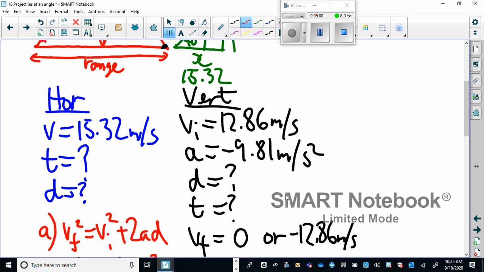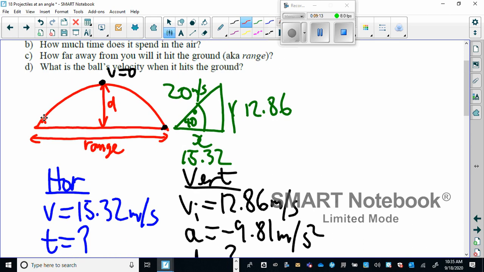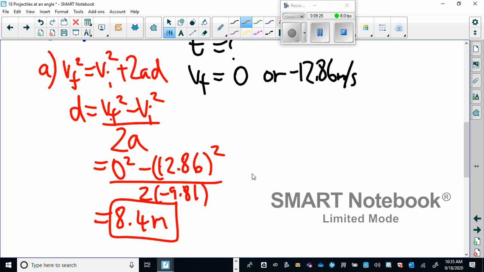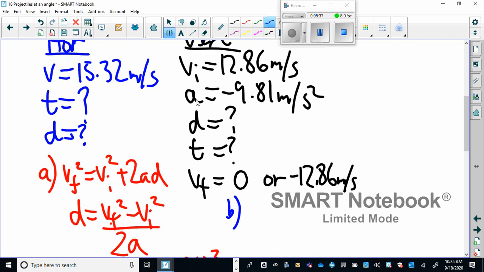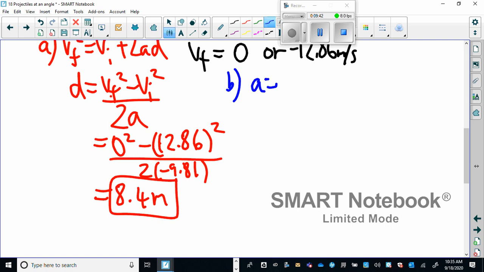Now, here is where you're going to have to, again, look at this VF and ask yourself, we want the entire time that it's in the air, which means that the initial velocity is going to be 12.86, and the final velocity is going to be negative 12.86. So here's where we choose the negative value. B, right, we're trying to find time. Which formula has time, final velocity, acceleration, and initial velocity? And that would be this one, solve for time.